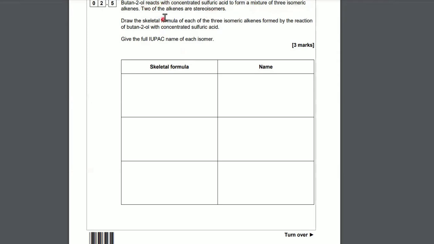Okay, so what we have to think about here is butan-2-ol. What kind of alkenes can butan-2-ol form? Well, it can form but-1-ene and but-2-ene. That's all it can form, because the double bond can form on either side of the carbon with the OH group. So we're going to have but-1-ene as one of our answers. And the next answer is going to be but-2-ene.